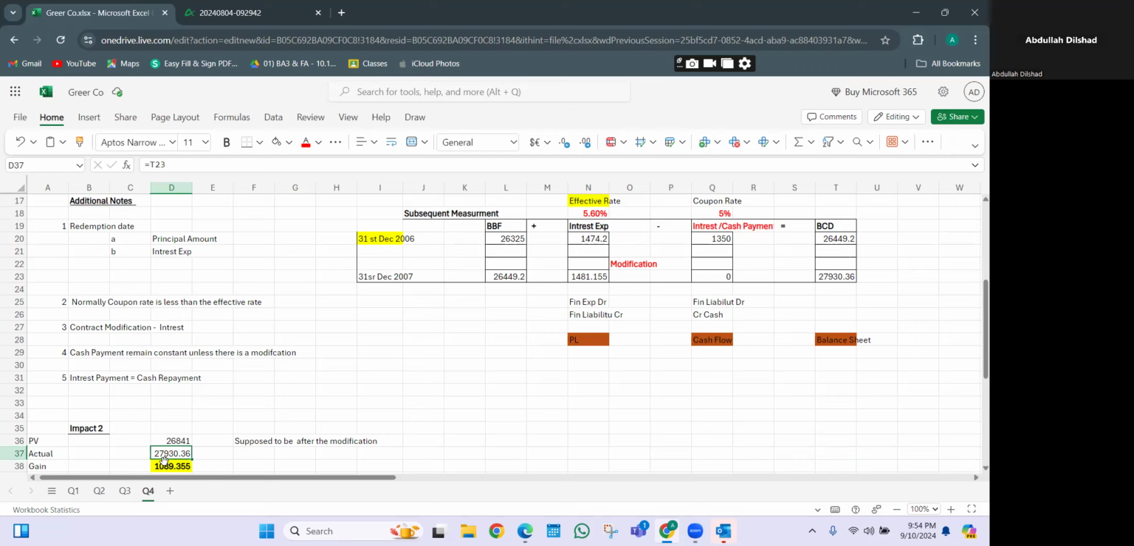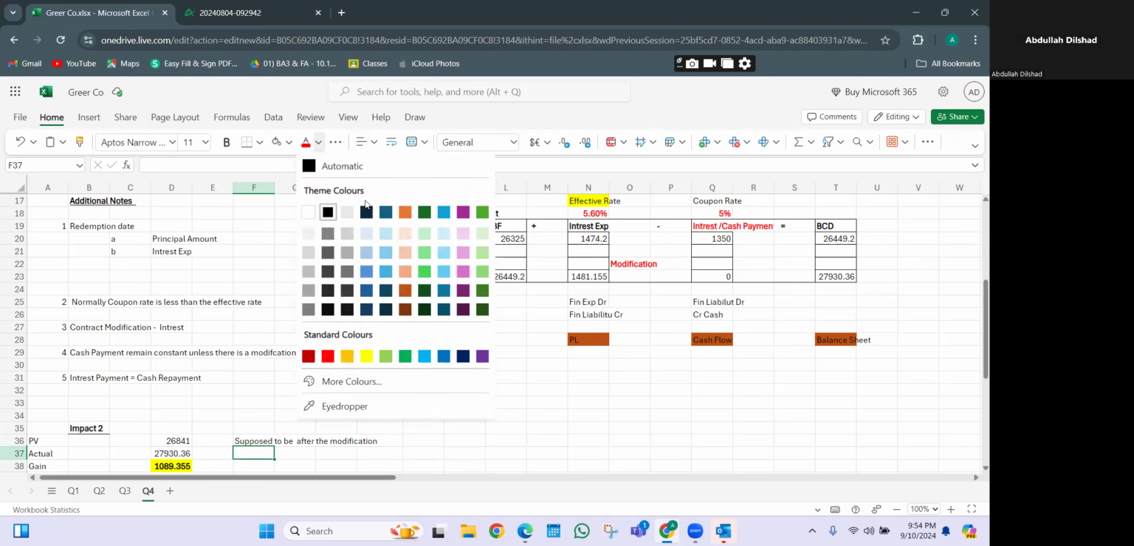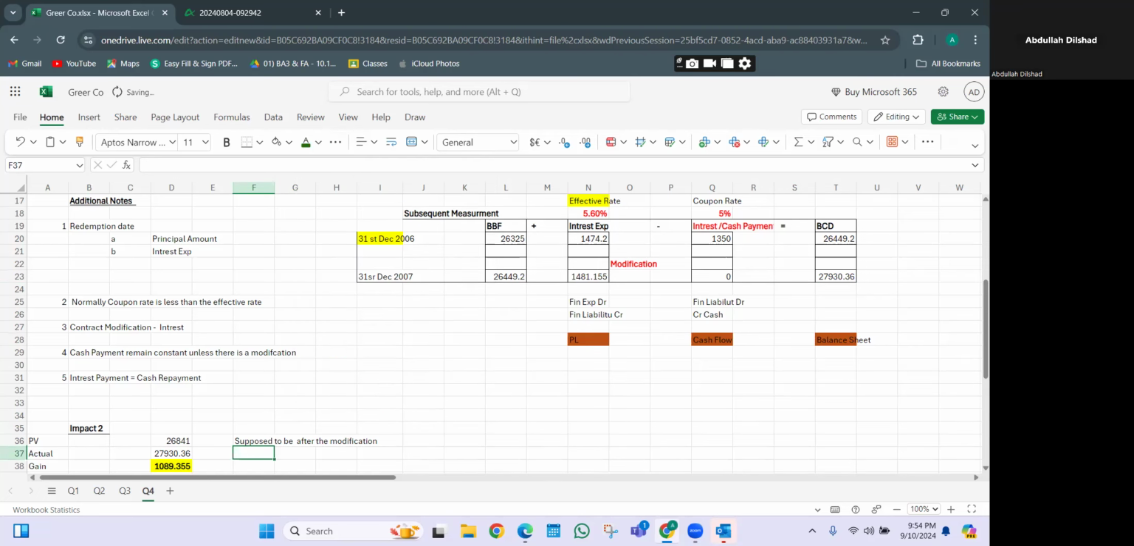You are actually supposed to pay 27,930 as per your amortization table. As per your amortization table, you are supposed to repay 27,930. This is the amount that you are actually supposed to repay.